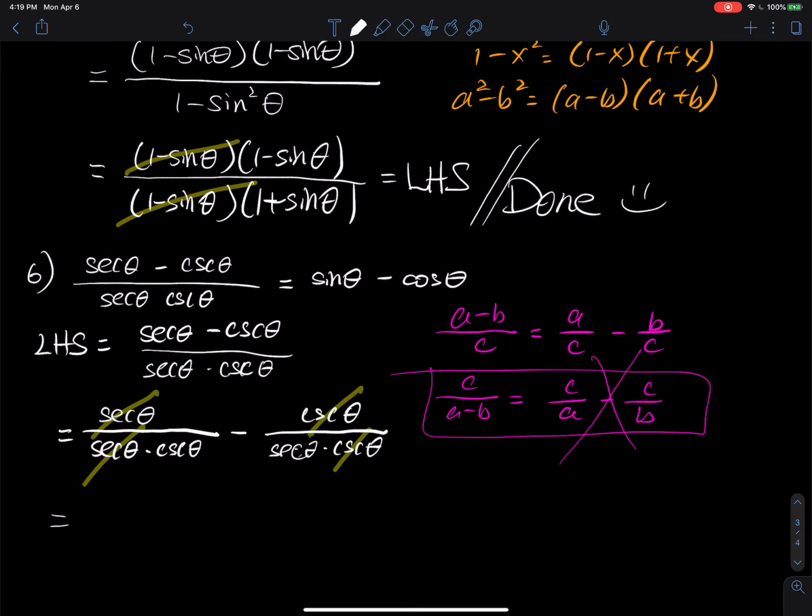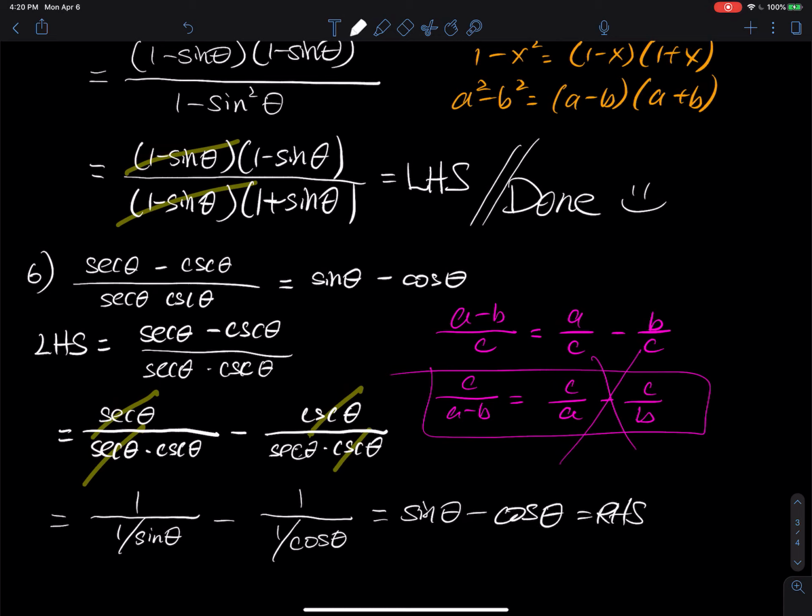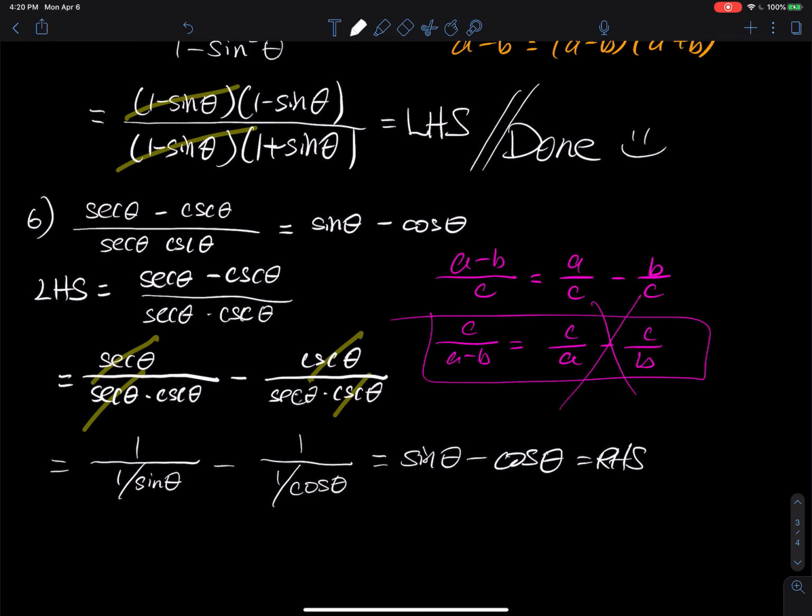We have 1 divided by cosecant, right? Which is sine. In case you don't know, cosecant is 1 divided by sine. You flip the sine back to the numerator. And then secant is 1 divided by cosine. You flip the cosine up to the top. Then you have sine minus cosine. Then that is equal to my right-hand side. You have been waiting for this moment. Double slash, your signature, done.